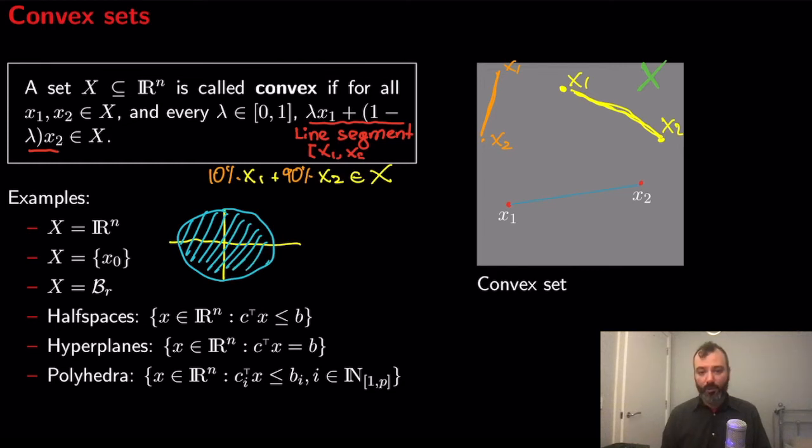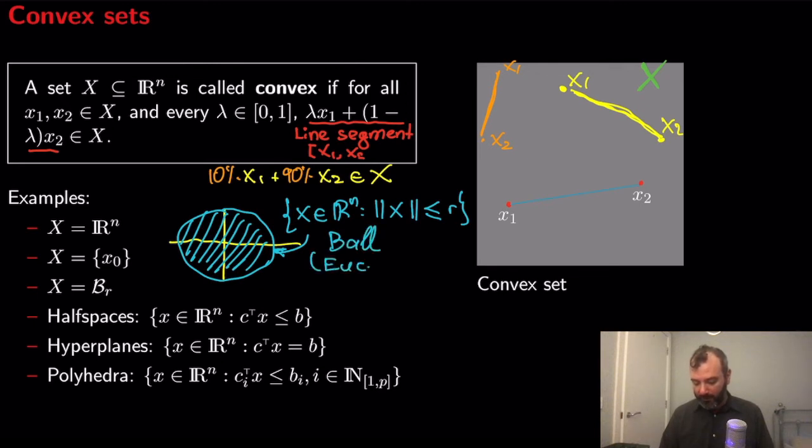What is the ball of a Euclidean norm? The ball of a Euclidean norm is the set of points x in Rn, the set of all points that have a norm less than or equal to r, where r is the radius. So this is a ball. Balls are always convex. This is a ball. In fact, it's called the Euclidean ball.